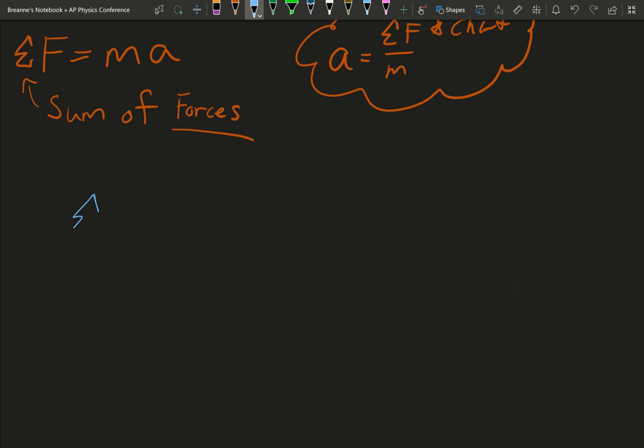Now, just like in projectiles, we have to break it down into its x and y components. So you have to find the sum of the forces in the x direction. You have to find the sum of the forces in the y direction. And if you notice, I just labeled your forces and your acceleration. Your force is a vector. That means it has a magnitude and it has a direction. That's why you're able to represent it with an arrow.